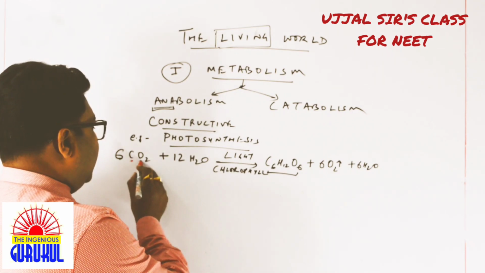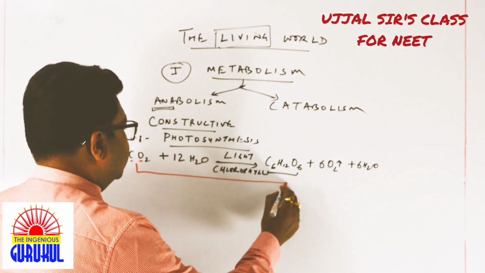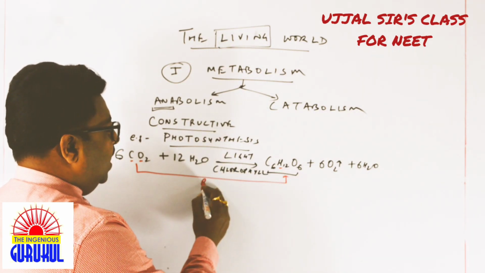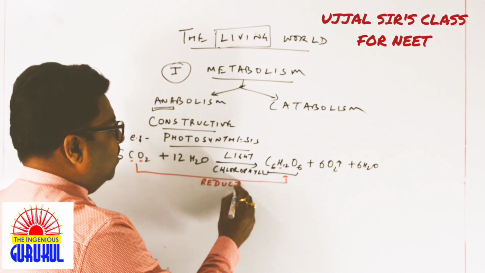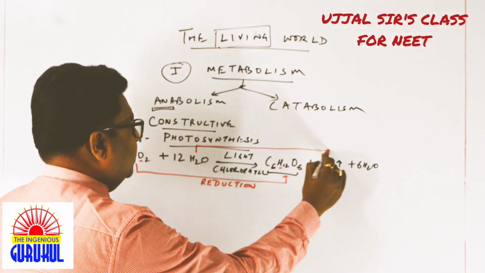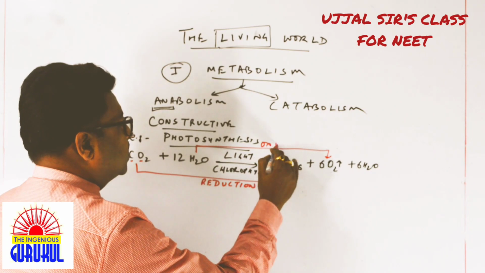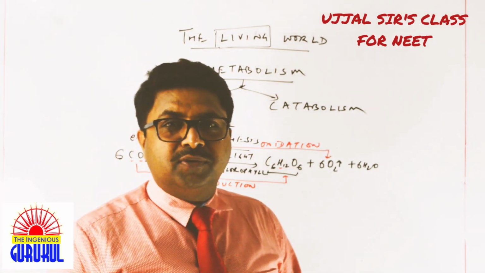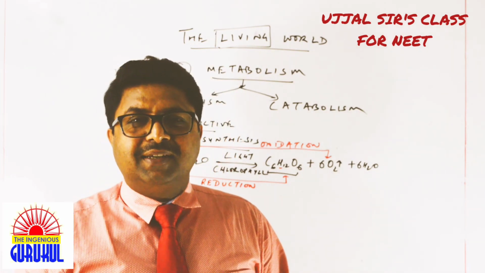So over here in carbon dioxide, carbon and oxygen are present, and over here hydrogen along with C-H-O is being introduced, and addition of hydrogen we know is called reduction. So this is the reduction process taking place, and this particular water is being oxidized to liberate oxygen. So this is also an example of a redox reaction.